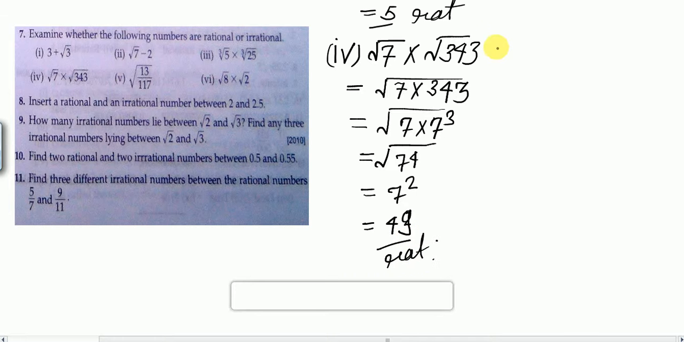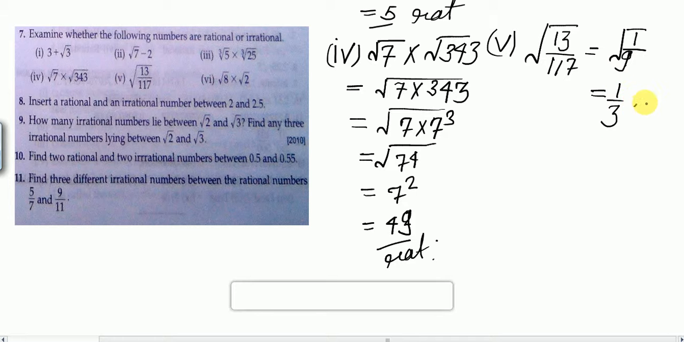And fifth is under root 13 by 117. Under root 13 by 117 can be written as 13 by 9 times 13, and 9 is the square of 3. So this is 1 by 3, and 1 by 3 is rational. Okay, so it is rational.